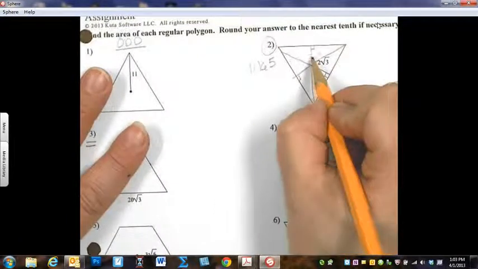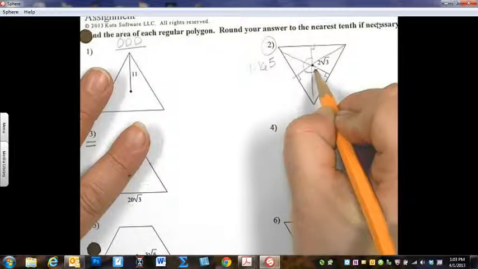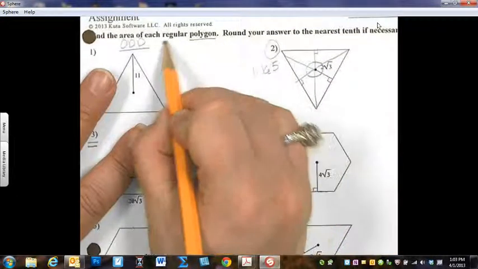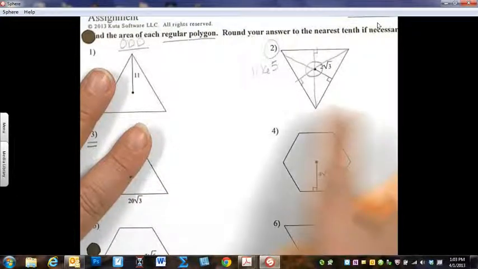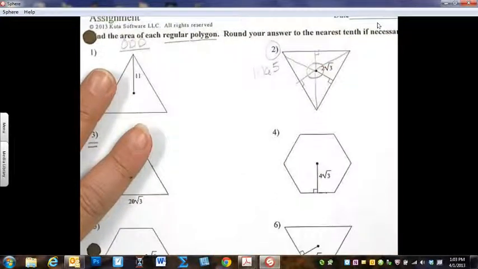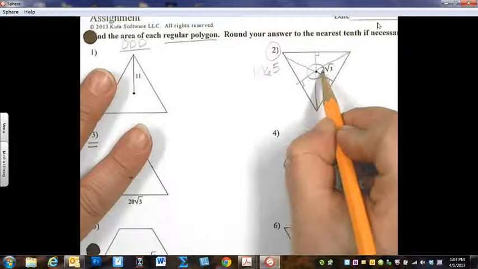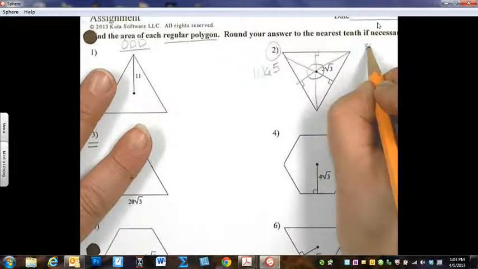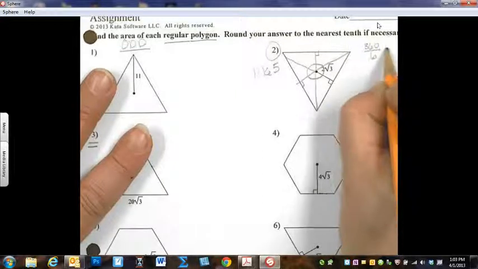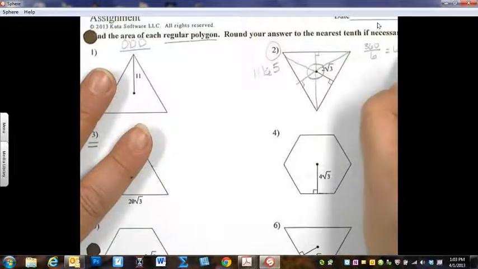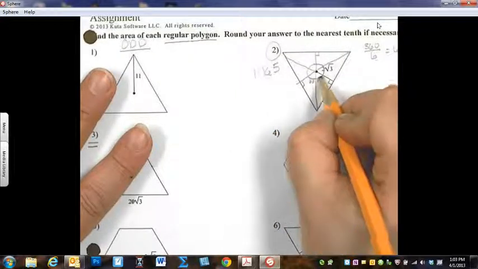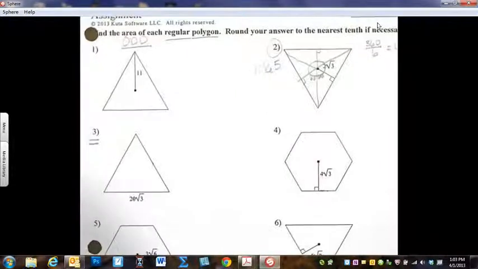How many degrees do we have in the center of this whole thing? 360. And because this is a regular polygon, I know that each of those pieces is going to be the same. So 360 divided by 6 is going to tell me what one of those is, and that would be each one of these angles up here is 60 degrees all the way around.